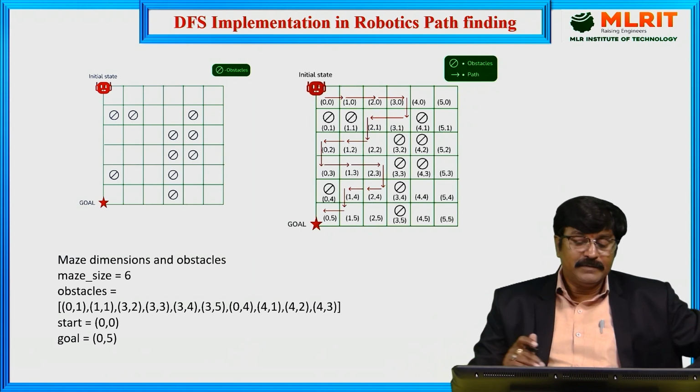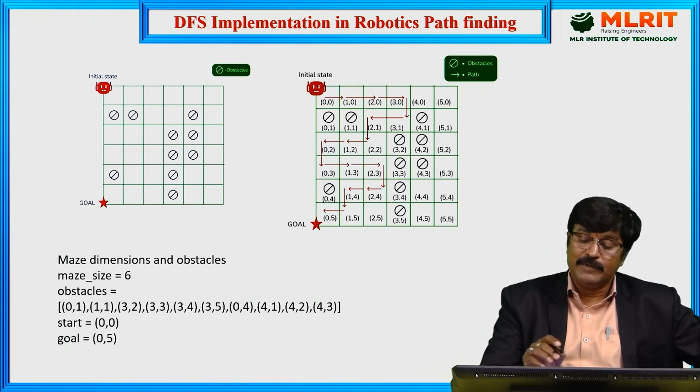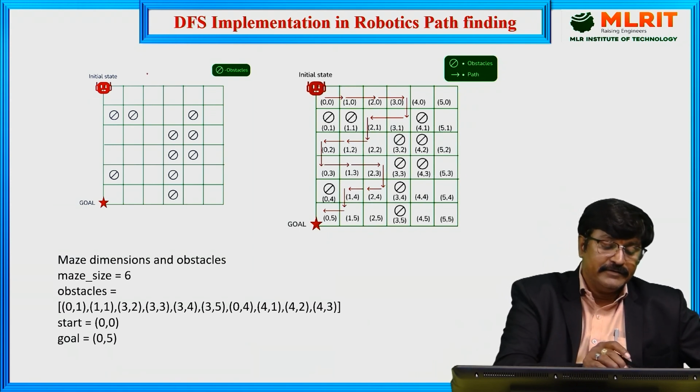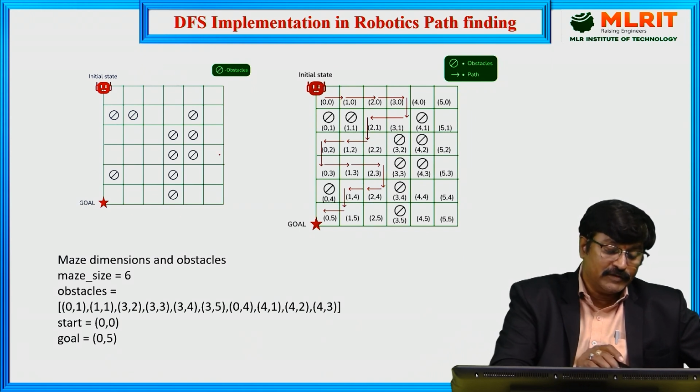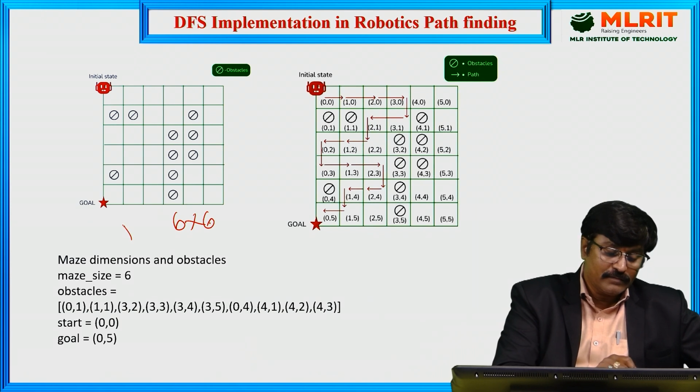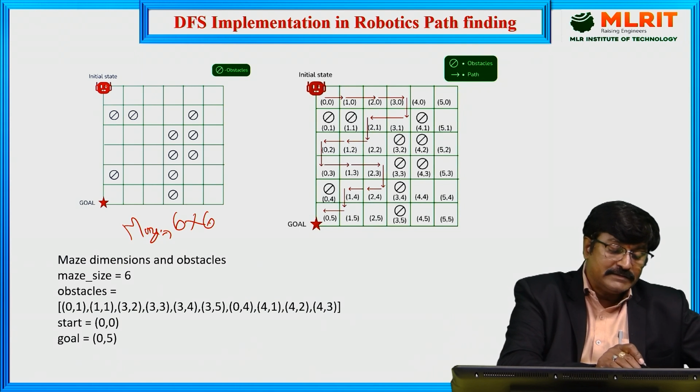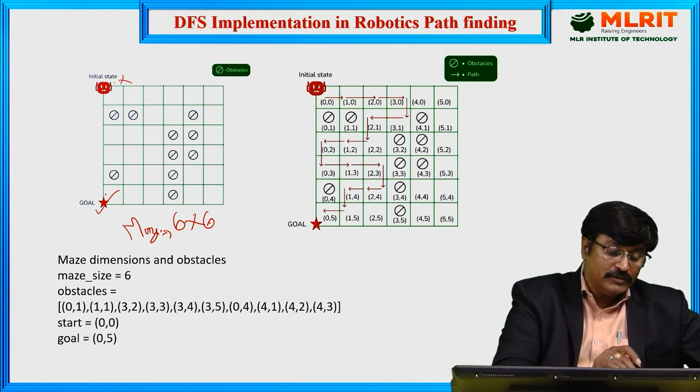And one of the problems is robotic path finding. This is the initial problem condition. Suppose this is a 6x6 maze, the maze dimension is 6x6, and this is the initial state. The robot has to reach the goal from the starting node to the goal node.